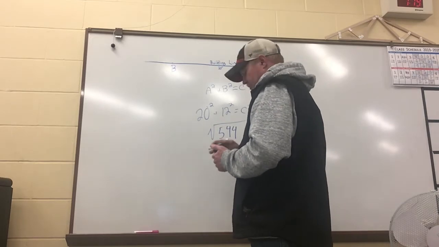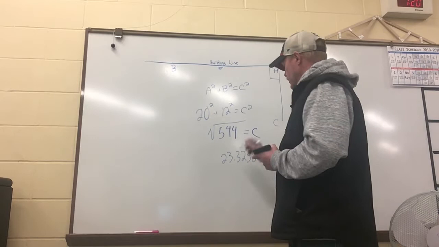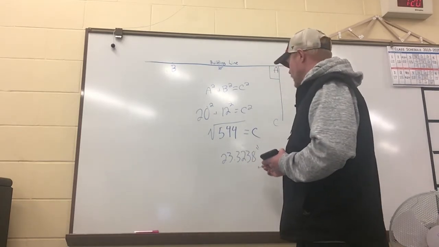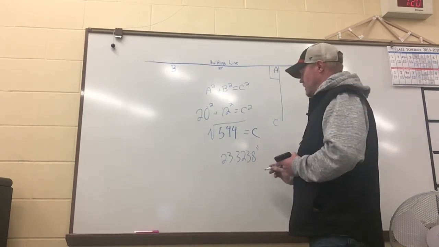We'll simplify that a little bit. We'll go to 4 decimal places. So I know it's 23.3238 inches. Now where in the heck do I find that decimal point on the tape measure?